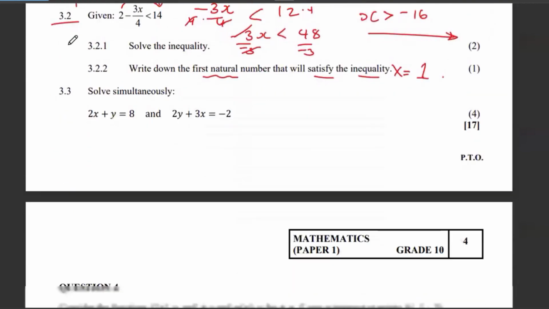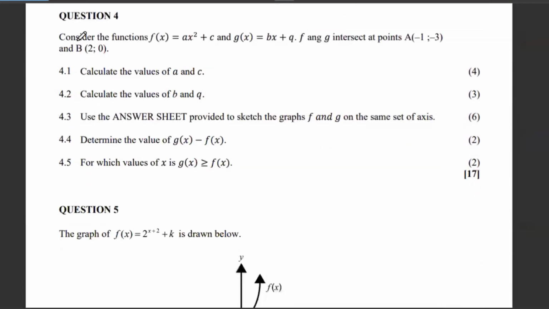Okay. Then question number 4, which is the functions. Consider the graphs below. f(x) is x squared plus c, so we know that this is a parabola. g(x) is ax plus q. This is a straight line. They're telling us that both graphs intersect at (-1, -3), and then at P, which is (2, 0). They want us to calculate the values of a and c. How many marks? 4 marks.